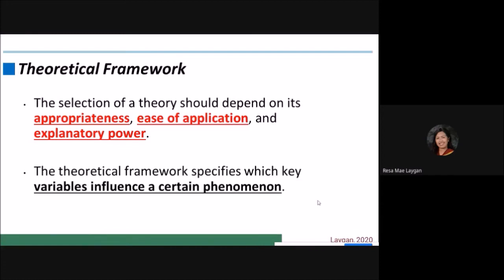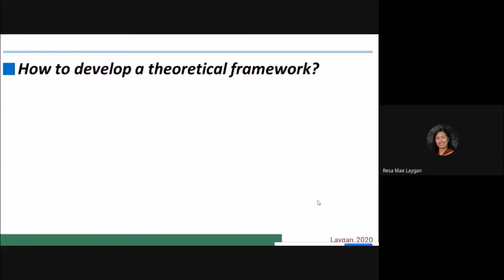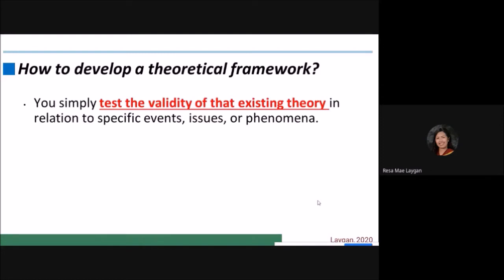The theoretical framework here specifies which key variables influence a certain phenomenon, and this phenomenon should relate to your research problem. So how do you develop a theoretical framework? You simply test the validity of that existing theory in relation to specific events, issues, or phenomena. So you have to consider the following questions.